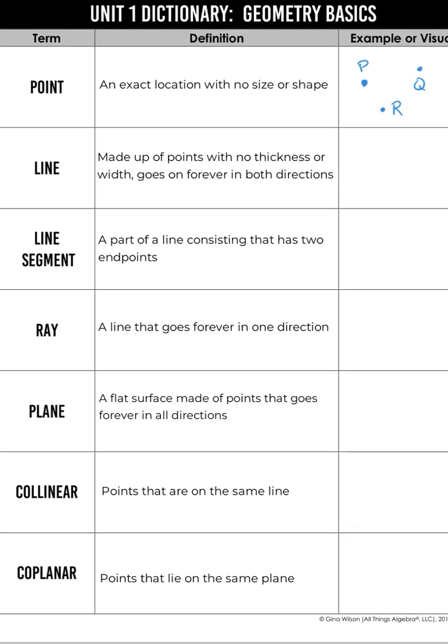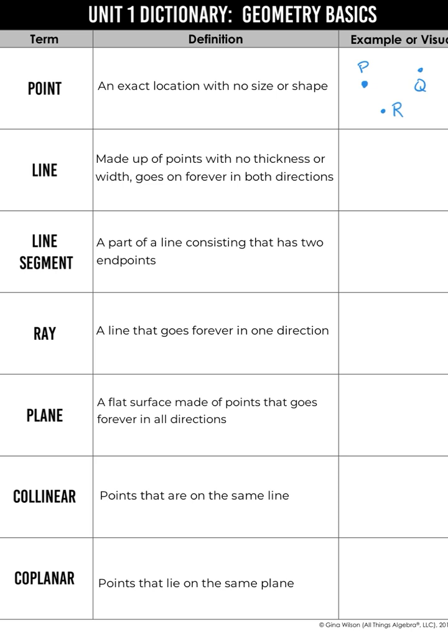A line is made up of points with no thickness or width that goes on forever in both directions. We usually draw a line with arrows on both sides to say that it goes on forever. Somewhere along the line we have points that we name, so that we can use those points to name the line. If I was going to name that line, I'd call it AB, and the symbol I would put over it is a line with arrows. So we would call that line AB.